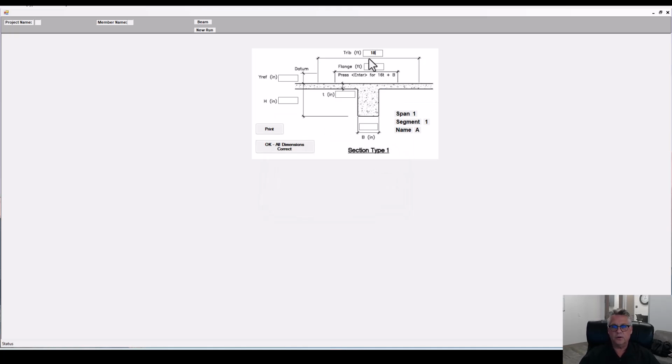We had 18-foot beam spacing, a 36-inch deep beam, a 5-inch slab, and a 15-inch web. And if we hit return, it will tell us what 16T plus the web width is. So we're all good.